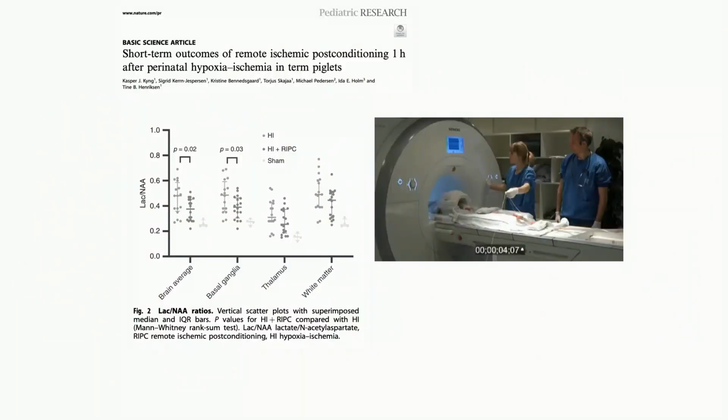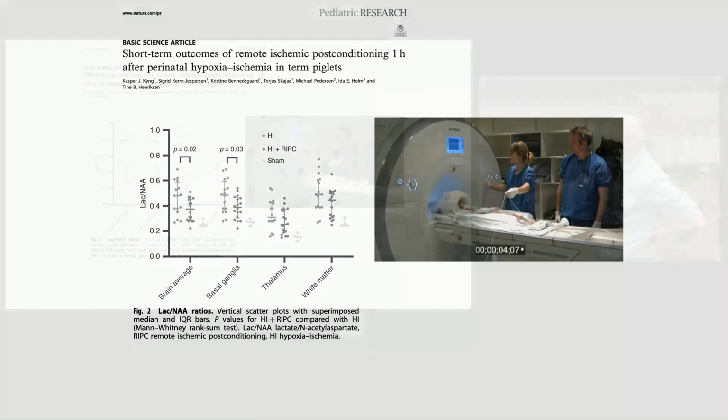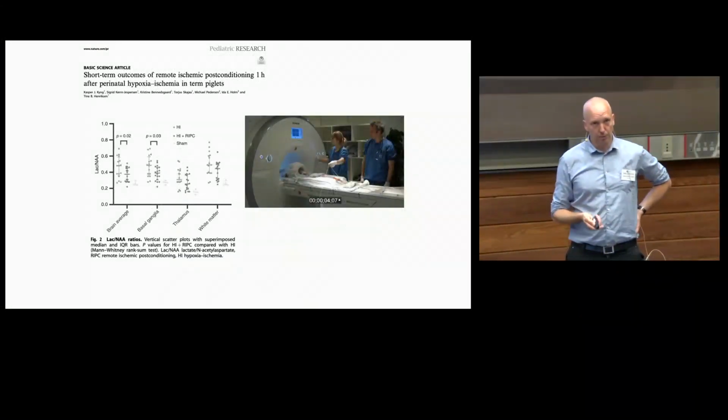So this was the same study with remote ischemic post-conditioning, MRS at 72 hours after hypoxia-ischemia, and looking at lactate NAA ratios, which we chose as the primary outcome based on the clinical studies mentioned before. And there was a little bit lower lactate NAA ratio in the brain average and the basal ganglia with treatment.